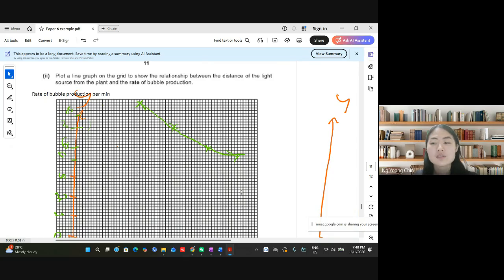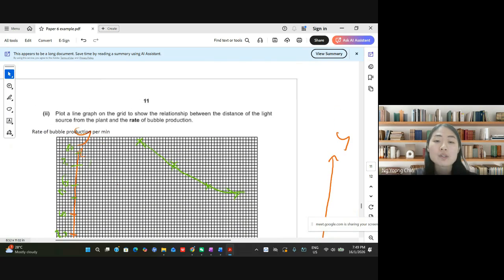Okay, and then usually they will ask you to plot a line graph. So that's why it's very important. You need to prepare your rulers. Plot a line graph on the grid to show the relationship between the distance of the light source from the plant and the rate of bubble production. So identify which one is your x-axis, which one is your y-axis.